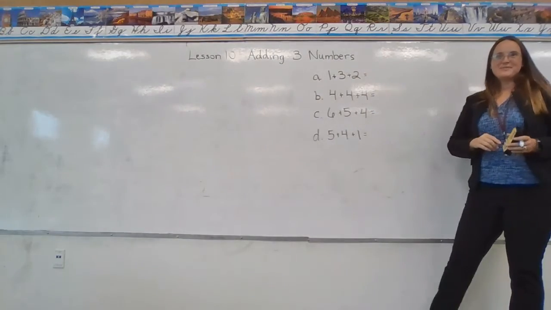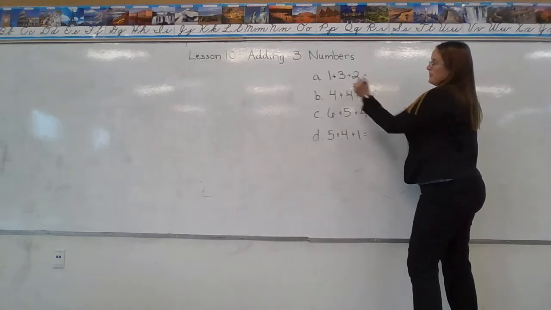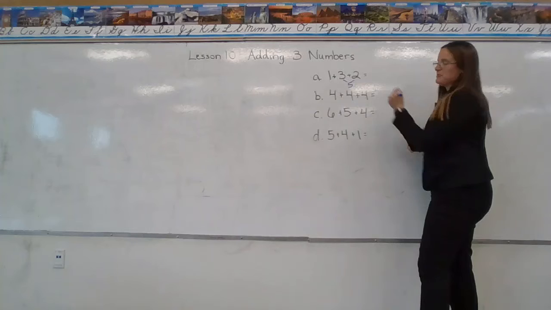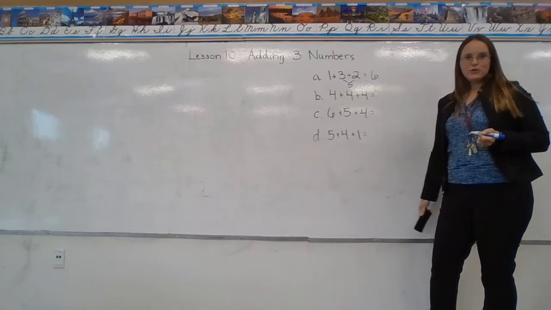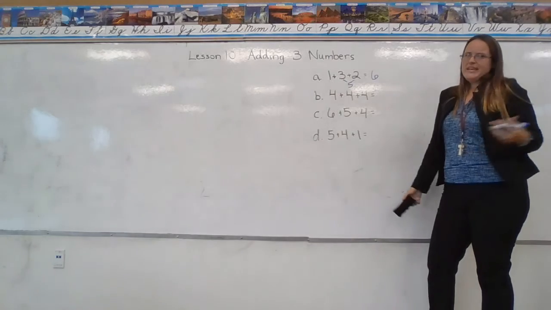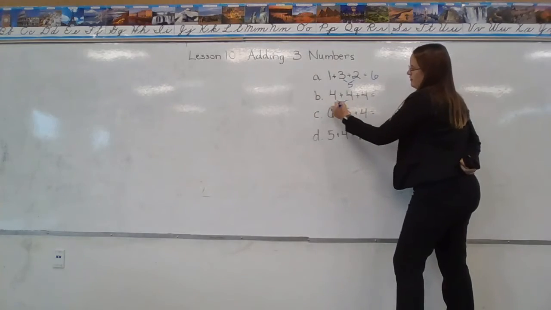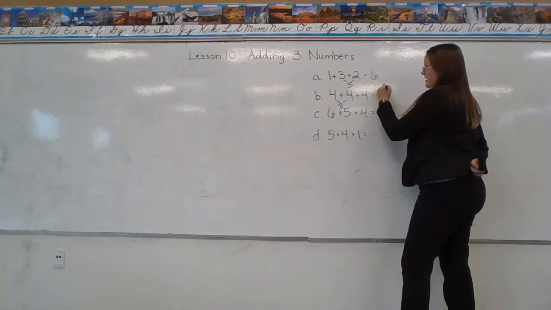So 1 plus 3 plus 2, can I make a 10? Nope. But I know 3 and 2 is 5, and 5 plus 1 gives me 6. 4 plus 4 plus 4. They're all the same. Doesn't matter what order I do it in. I might as well go left to right. So 4 plus 4 is 8, and 8 plus 4 makes 12.